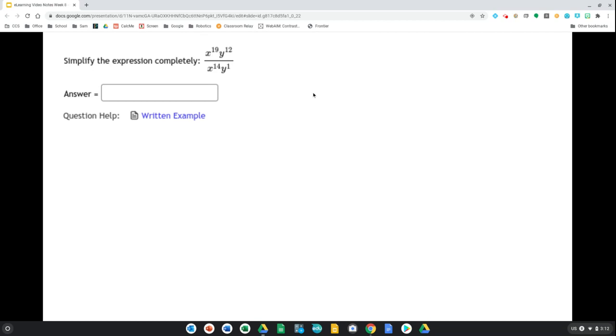So the first question you need to ask yourself is, which side has extra x's? The top or the bottom? All right, the top has extra x's. How many extra x's do we see up here? Okay, there's 5 extra x's up here.